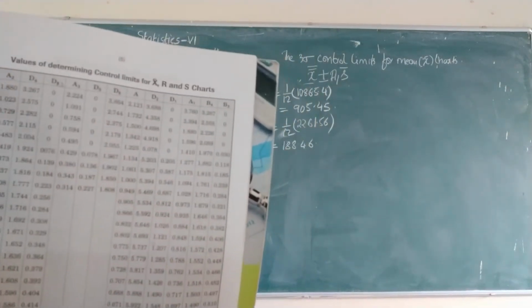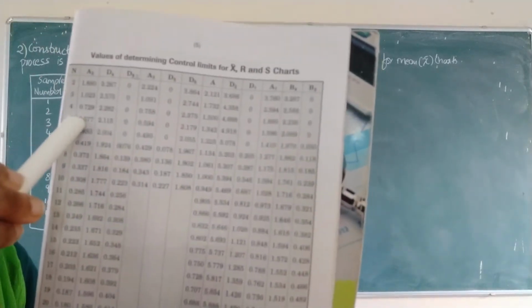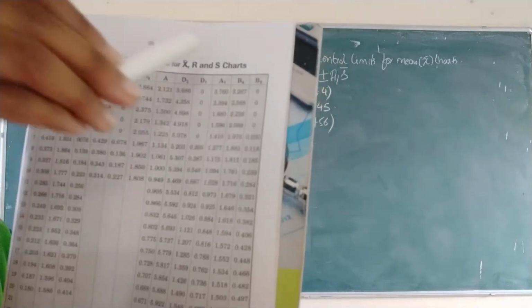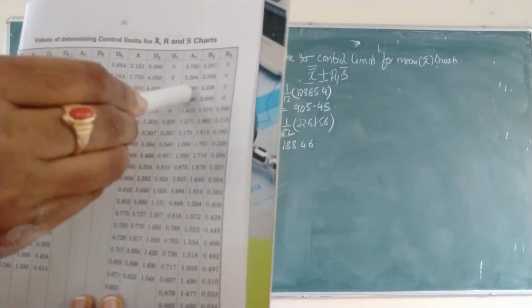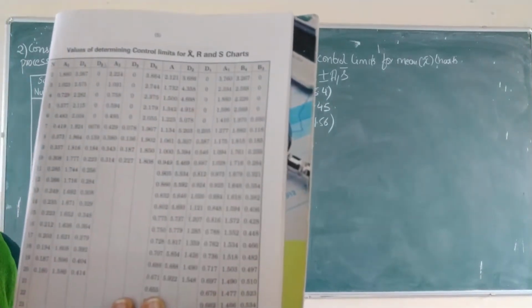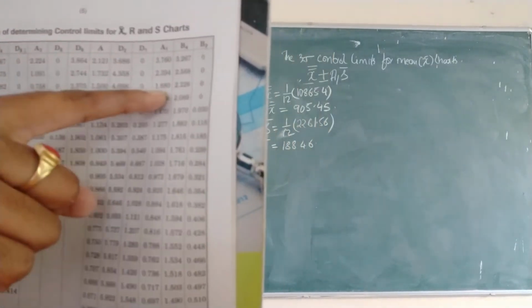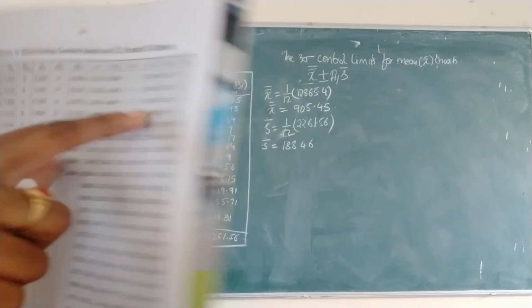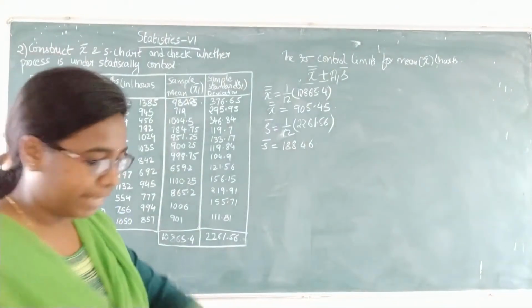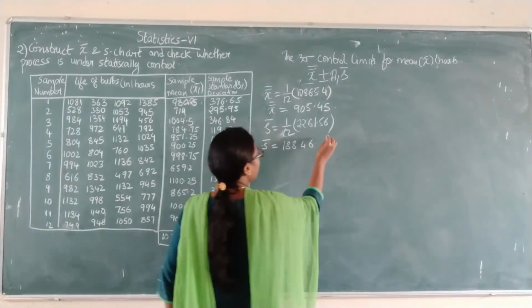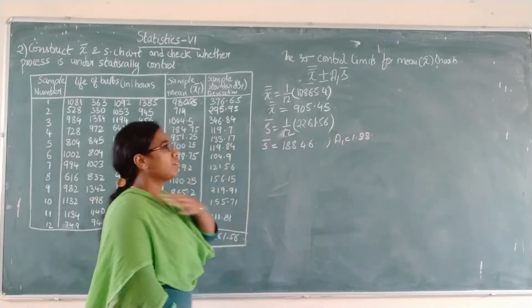First you have to select your n value, that is 4. In the third row you have n equals 4. So you want the A1 value, right? A1 is here. So A1 corresponding to the fourth sample is 1.88. If you observe, for the fourth sample, the A1 value is 1.88. So consider the A1 value as 1.88. What is the A1 value? 1.88.